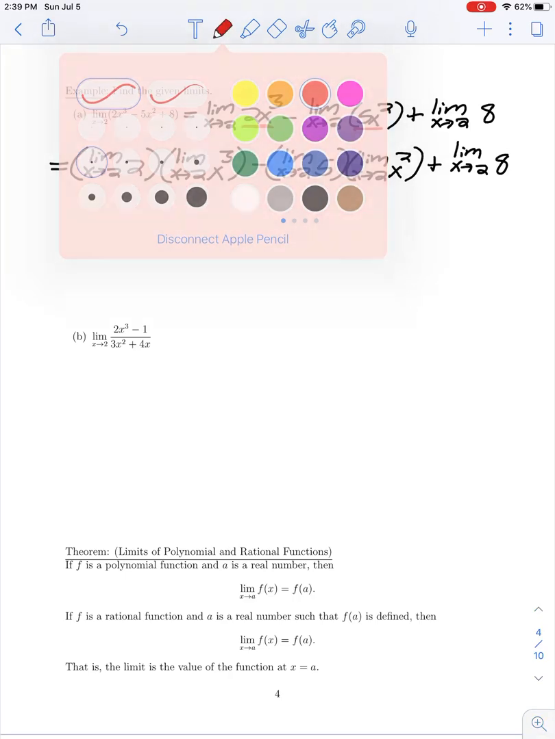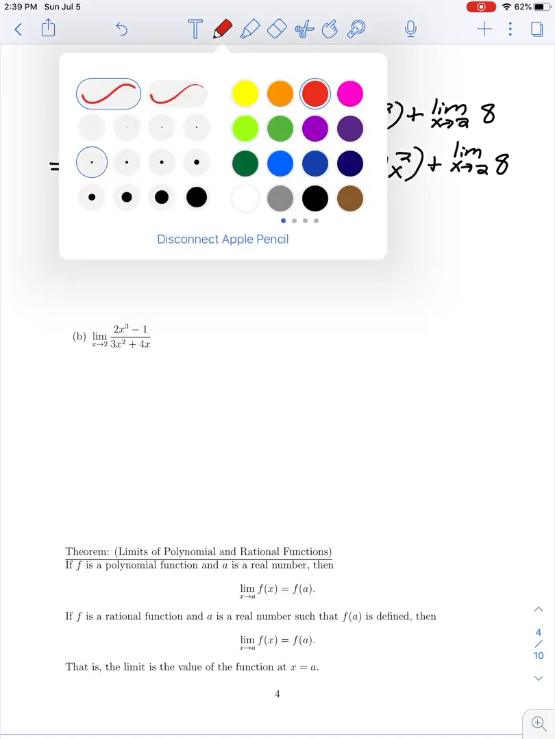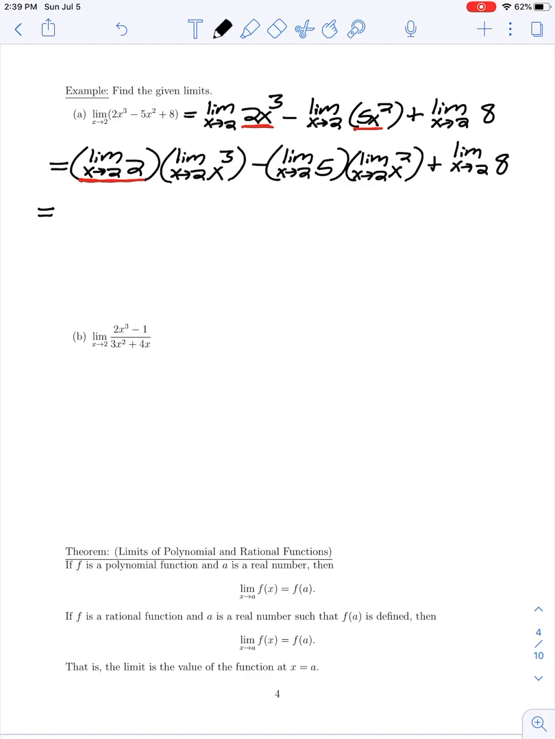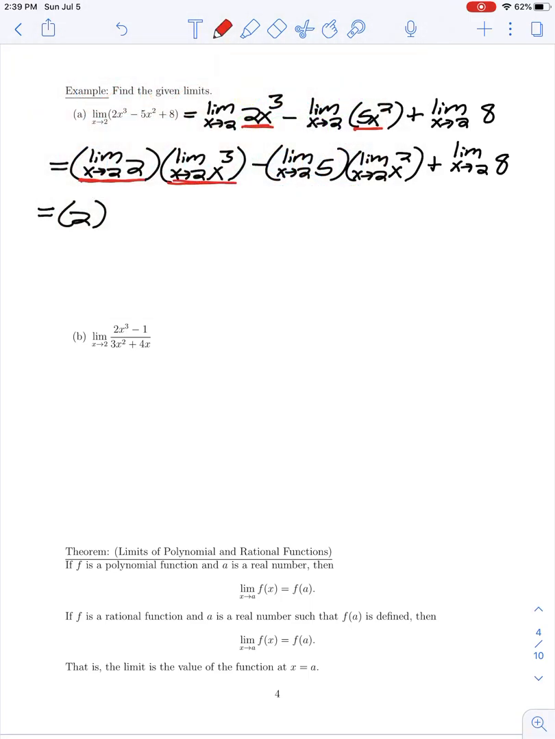Now looking at our first term, we have the limit of a constant, 2, as x is approaching 2. So we know by using the constant property, the limit of any constant function is just equal to that constant, in this case 2. Now for our second term here, the limit as x approaches 2 of x cubed, well, we're taking a power of x here, so using the power property of limits, we could say this is the same as the limit as x approaches 2 of x, quantity cubed.